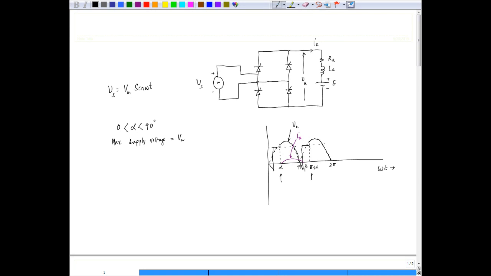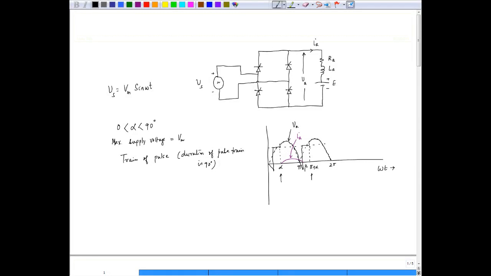For SCR to be forward biased, we don't usually trigger the converter by a single pulse. Rather, we trigger the converter by a train of pulses, and the duration of the pulse train is 90 degree. So now even if we trigger at alpha equal to 0, the conduction may start at something like alpha equal to 30 degree or 45 or 60, depending upon the back EMF.